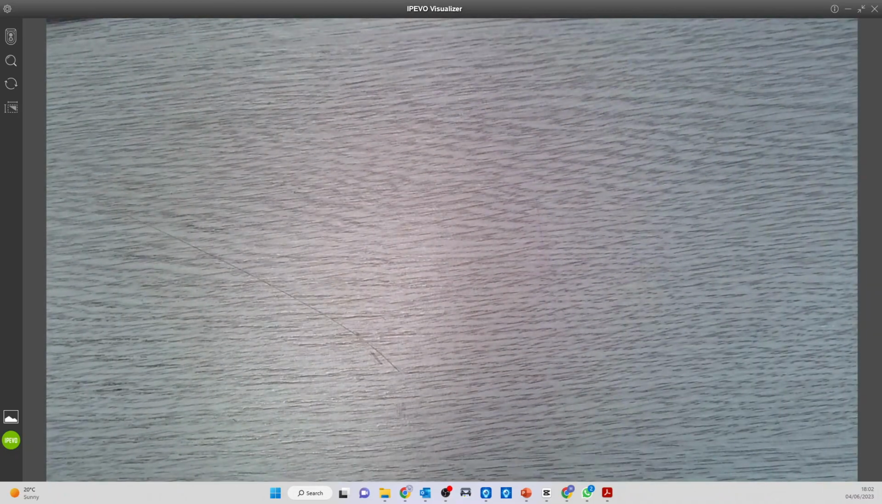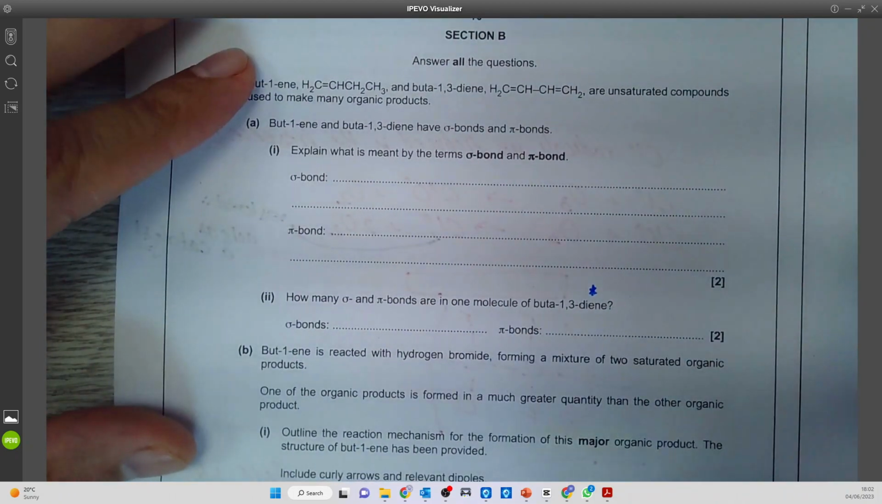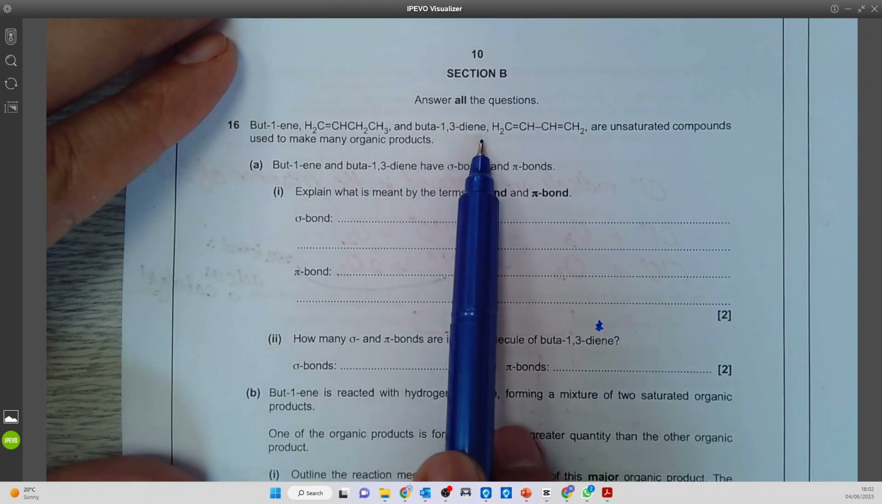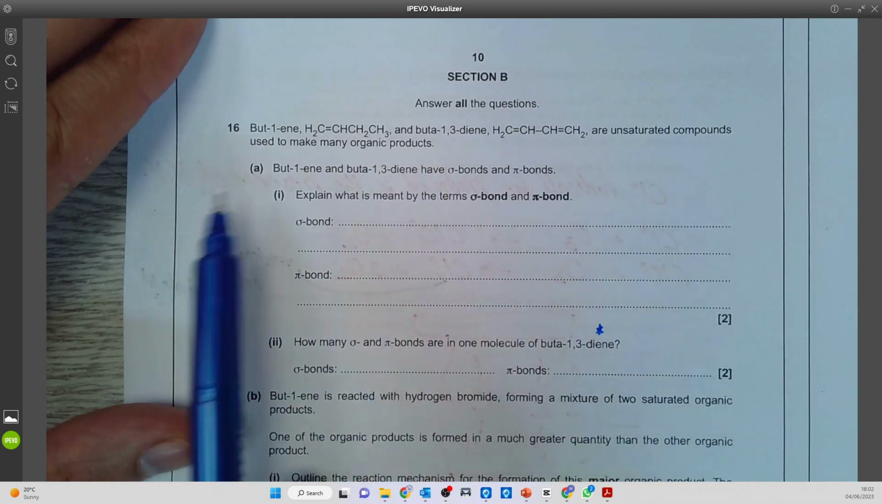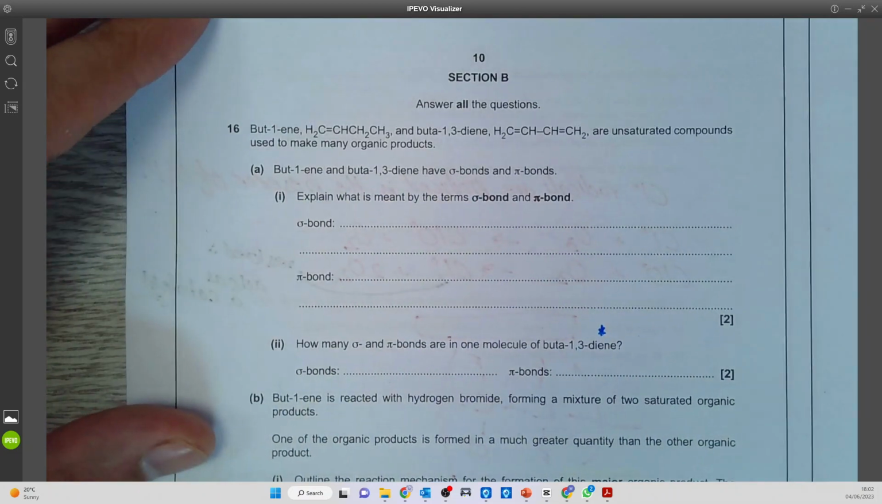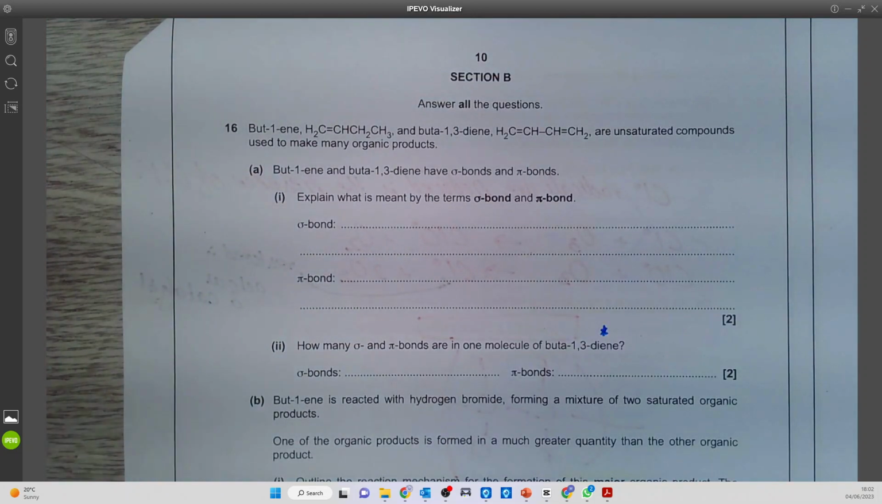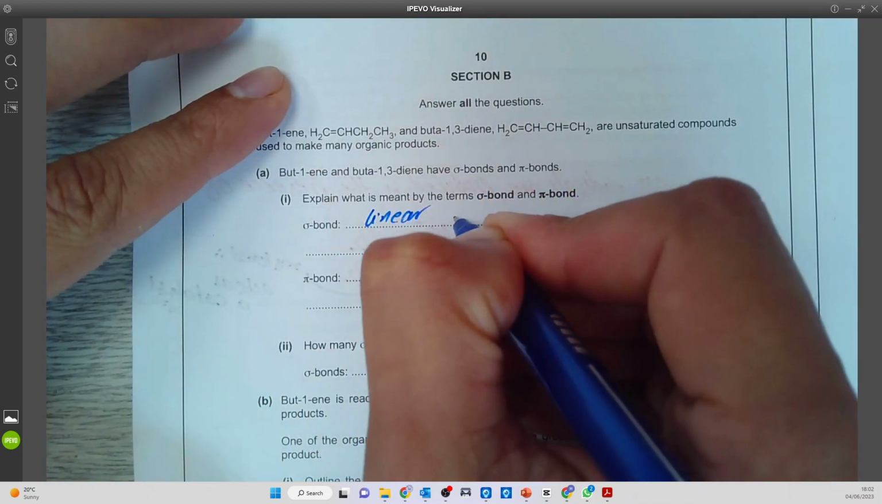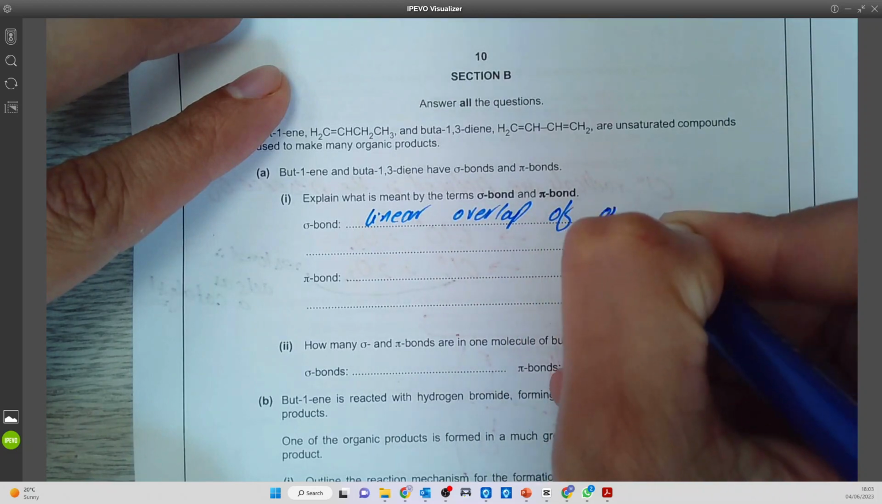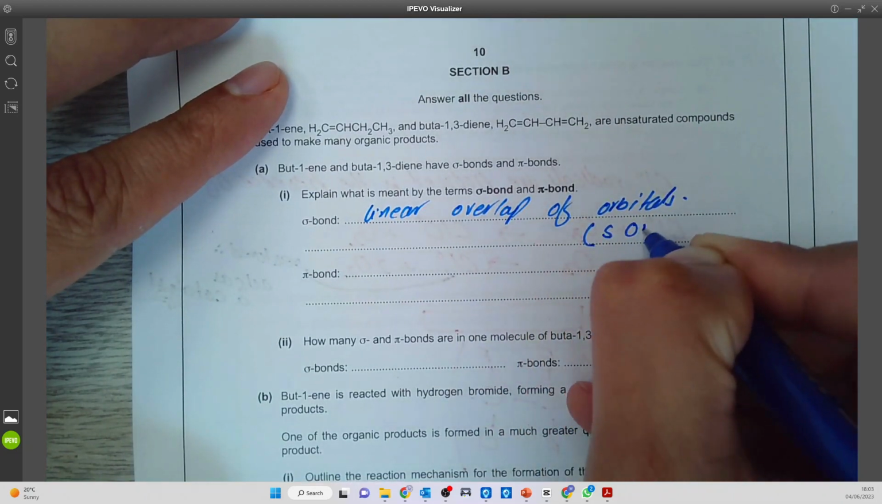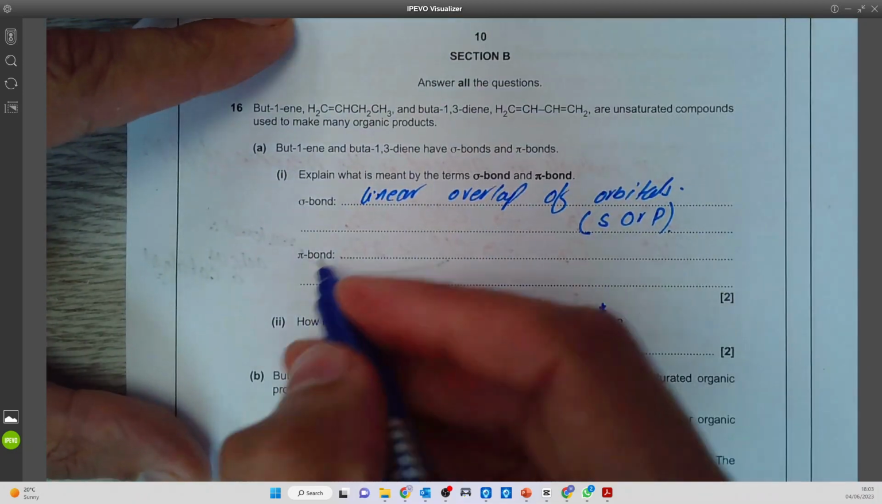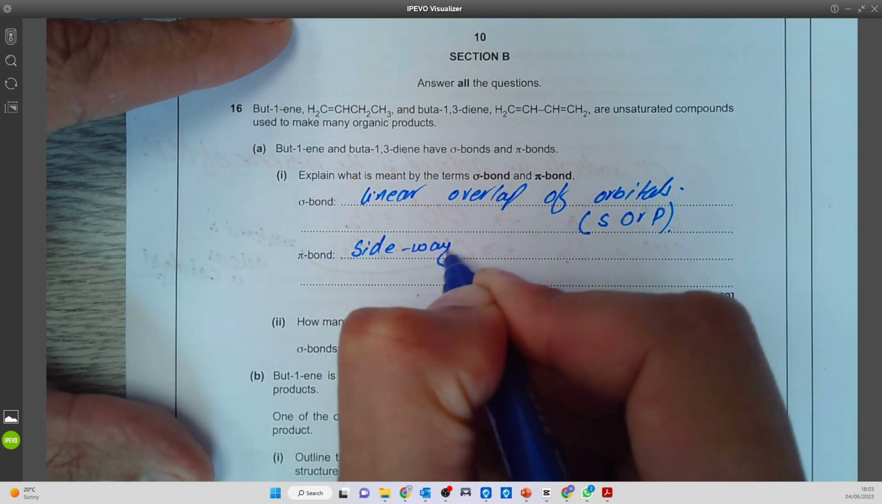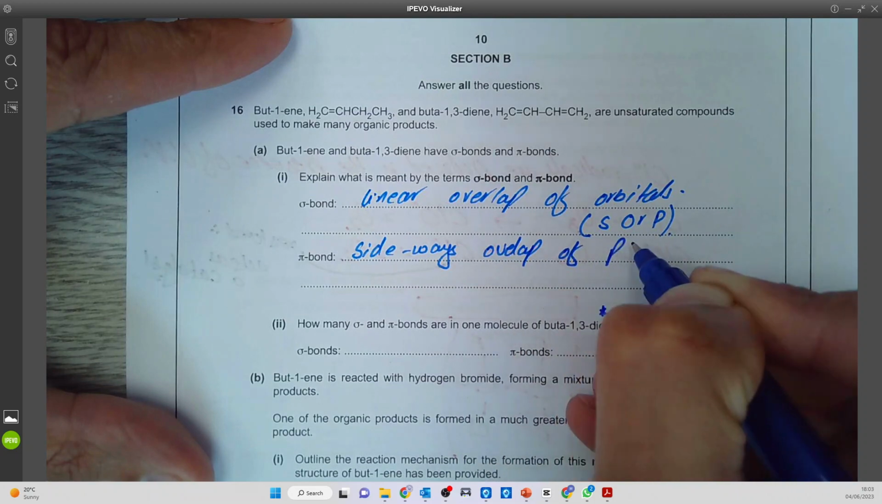So this time what is happening is, first part is easy. It says but-1-ene has this formula and buta-1,3-diene has this, are unsaturated compounds used to make many organic products. But-1-ene and the second compound have sigma and pi bonds. Explain what is meant by the term sigma bond and pi bond. Now you have to remember, sigma bond is linear overlap of orbitals. Could be S or P, just linear. Pi bond is sideways overlap of P orbitals.